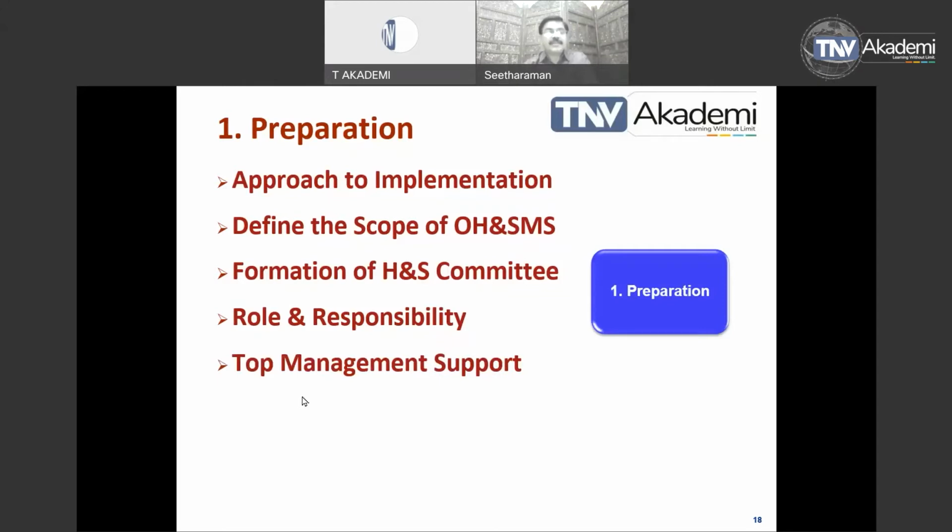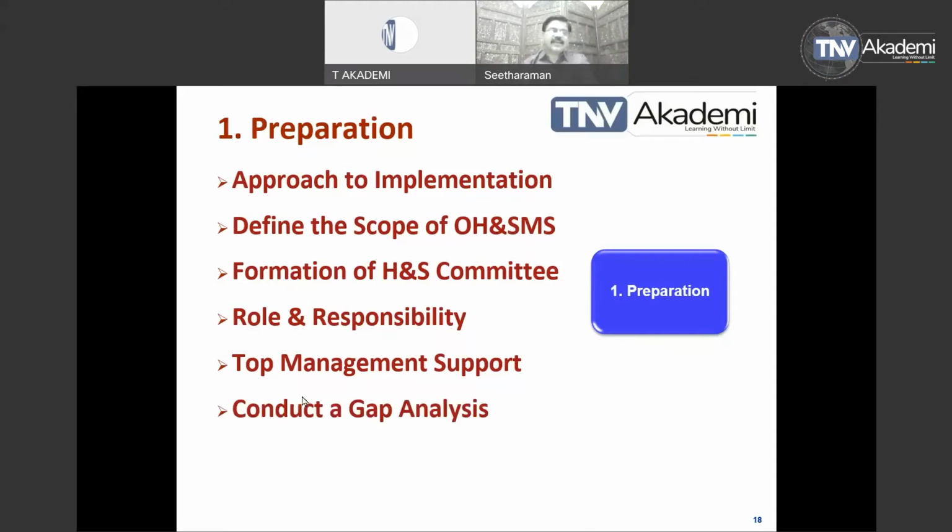Then most important is top management support, because this standard is saying anything going wrong, top management is responsible. That's why their support and their complete blessing for this implementation is very important. So they will be allocating the resources, financial, equipment, infrastructure, everything will be given so that it is effectively implemented.